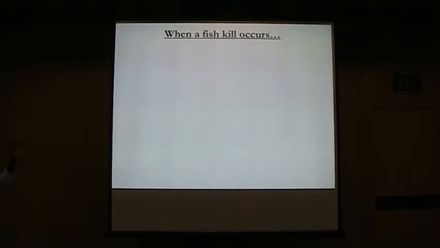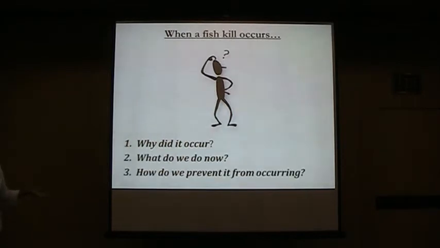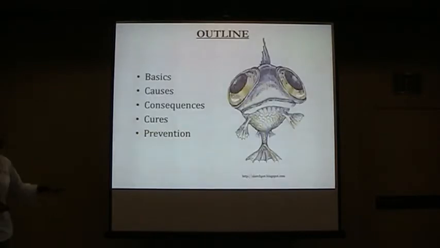And I decided to talk about fish kills because that's something that we often see as a problem with lakes. And usually when a fish kill occurs, we get asked three main questions. Why did it occur? What do we do now? And how do we prevent it from occurring again? So what I'm basically going to do is go through some of the basics of fish kills, some of the underlying causes, the consequences of fish kills, some of the things that we don't think about, and then the cures or preventative measures that we can take.